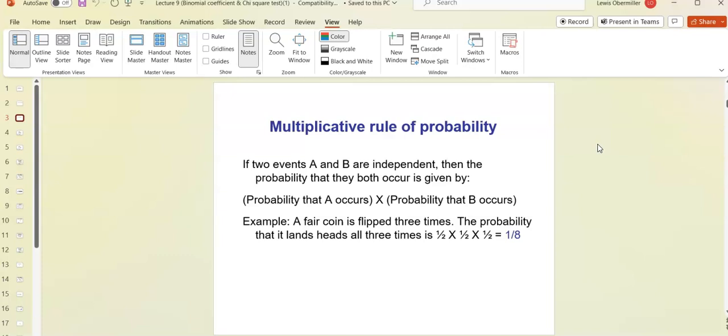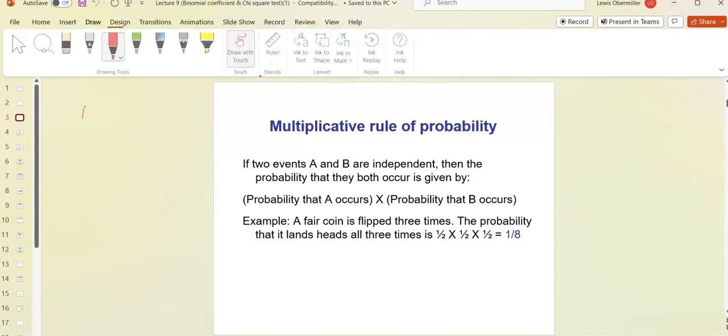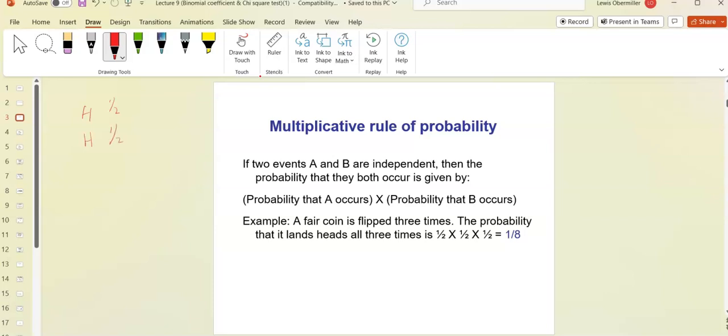So let's say we have one event and we flip a coin. What's the probability it's going to be heads? Well, that's one half, right? And tails is also one half. So what's the probability I flip the coin twice and it comes up heads both times? Well, we can use the rule of multiplication to predict that outcome, which is 1/4, right?